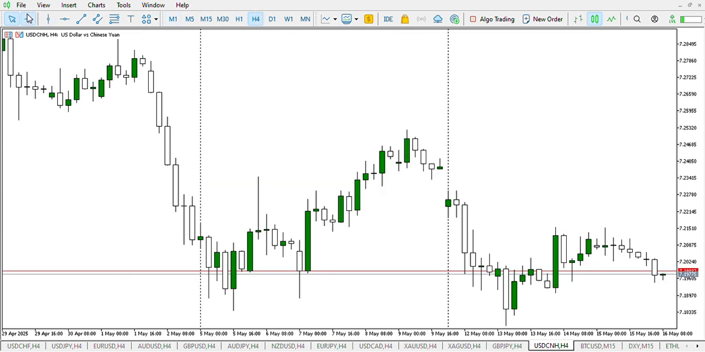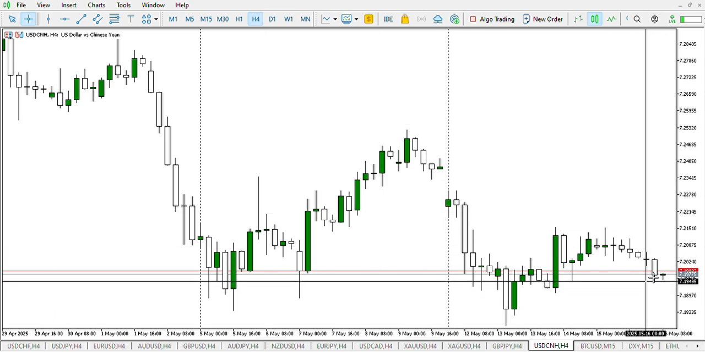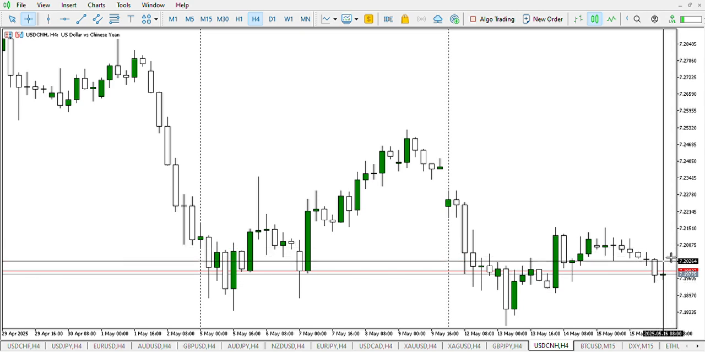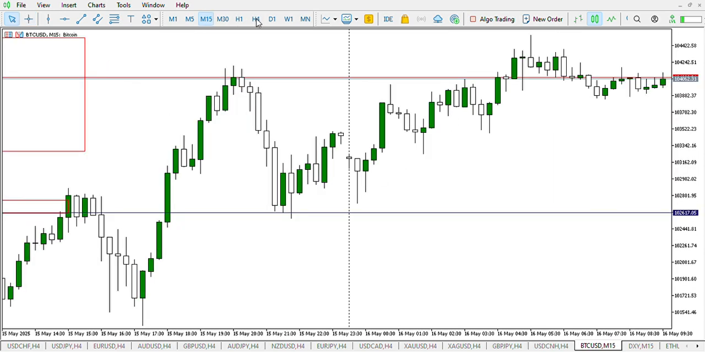Right here on USD CNH, we can see a sell side liquidity for a buy, so we expect this low to be raided to accumulate more sell orders, and this to go up, break this structure, and close as a bullish candle. On BTC USD, what do we have?